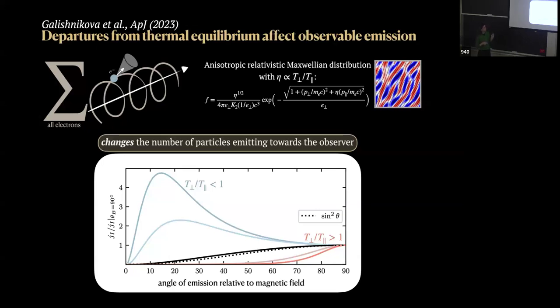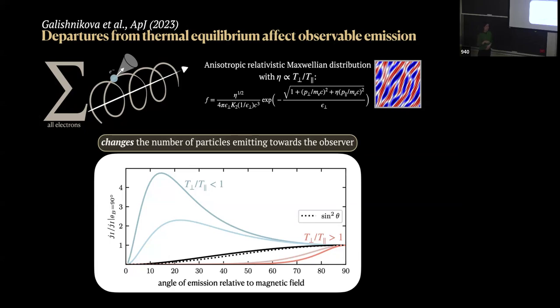So it effectively changes the number of particles that are emitting towards the observer by decoupling this temperature into two different ones. And so the usual synchrotron emission that I showed here, the intensity of emission versus the observing angle relative to the magnetic field. So the black line is the usual synchrotron emission formula here. And if you look at the case that I showed on the previous slide, it's like here, when the perpendicular temperature was larger than the parallel one, you can see that the synchrotron emission is even more concentrated towards larger angles, right? Predominantly emits perpendicular to the magnetic field.